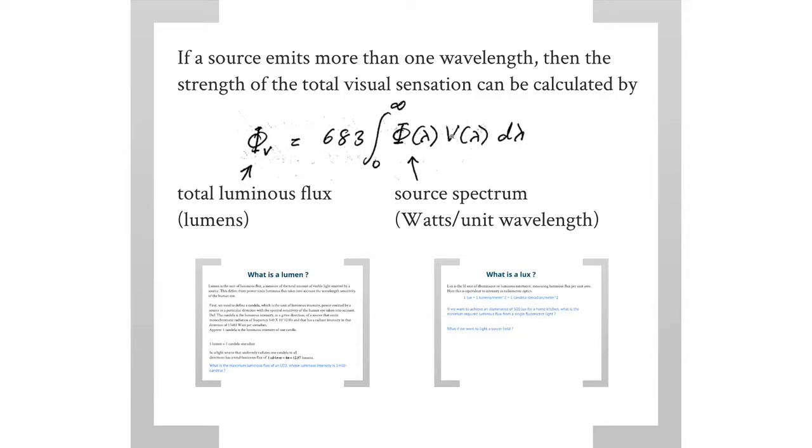Multiply them together, that gives the response of the eye. You integrate it over all the wavelengths, that gives you the total response. Don't worry too much about that number. It's just a normalization factor that gives you what's called the total luminous flux, and it's in units of lumens.